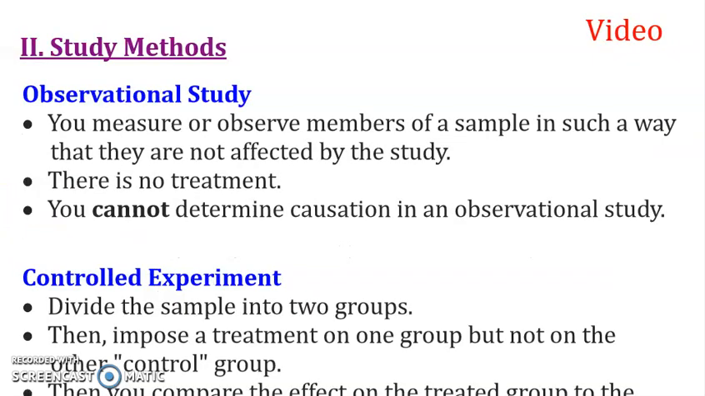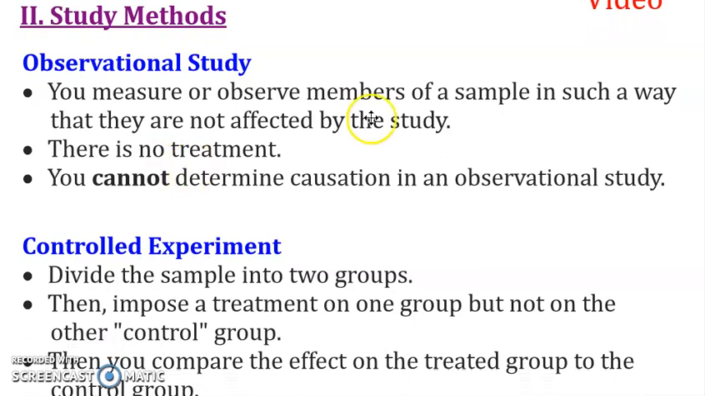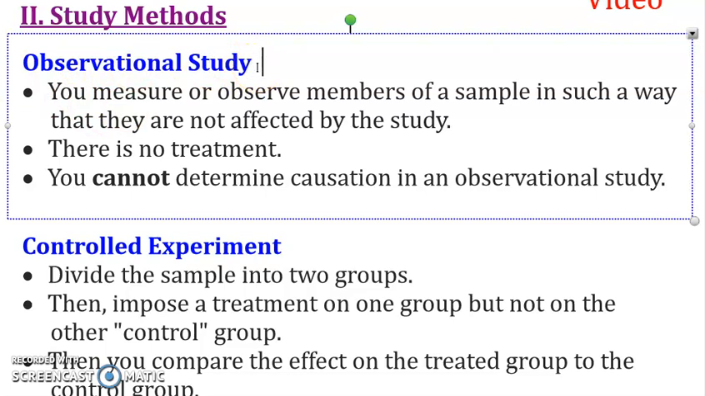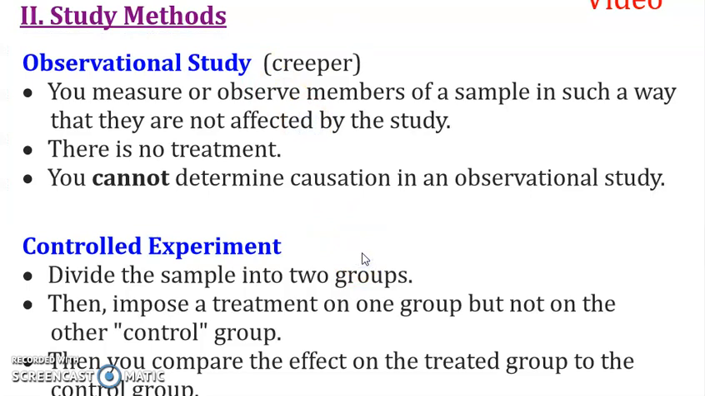So that's just a quick example. All right, I digress. So different ways to collect information. First is an observational study. I nicknamed this one the creeper, right? You're observing people, just watching people in such a way that you are not affecting the study. You're not doing anything, you're not intervening. You are just sitting back with a clipboard, watching people, taking notes. You cannot determine if there's been a causal relationship, if one thing causes another, by doing an observational study.